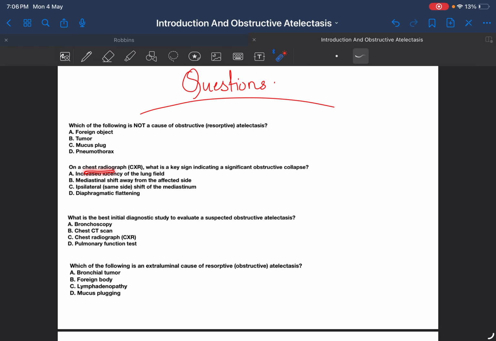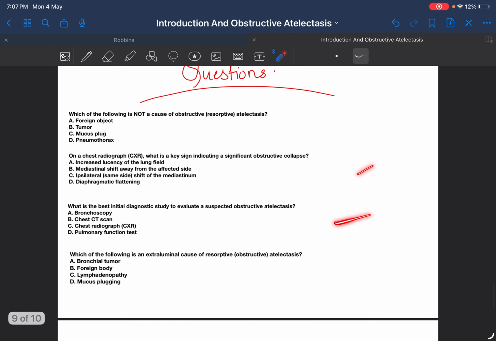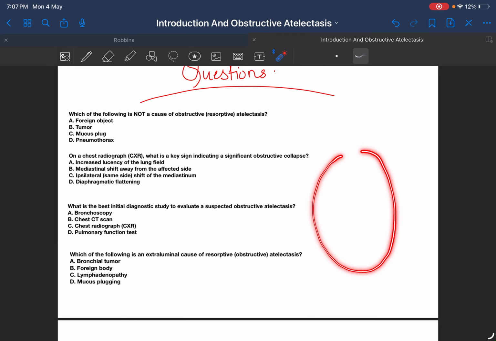Then we have, on a chest radiograph, what is the key sign indicating a significant obstructive collapse? Is it increased lucency of the lung field, mediastinal shift away from the affected side, ipsilateral shift of the mediastinum, or diaphragmatic flattening? These are a few questions that you can go through and mention in the comments. I think I'll just mention it down in the description.